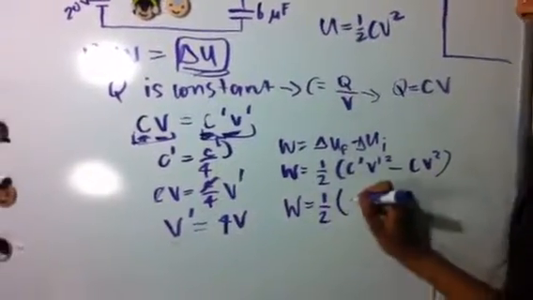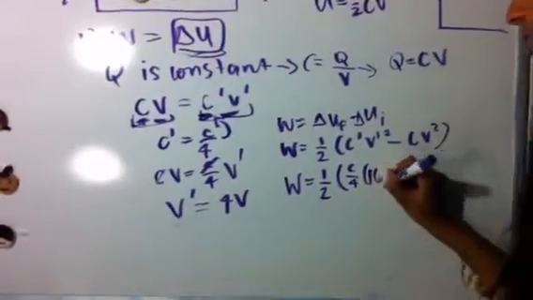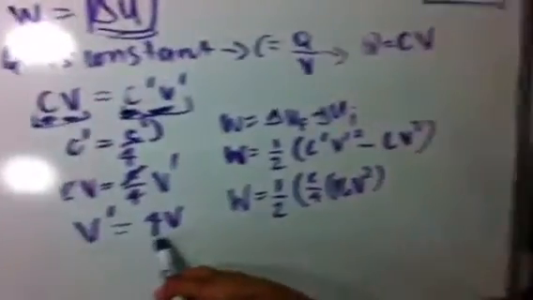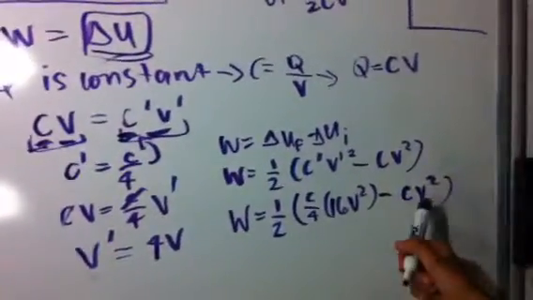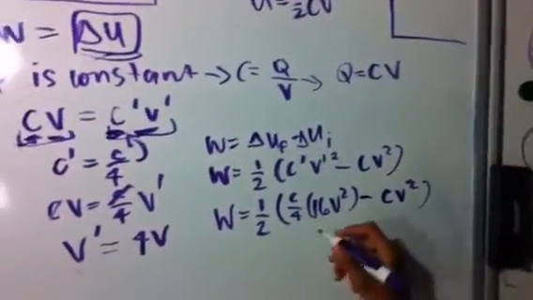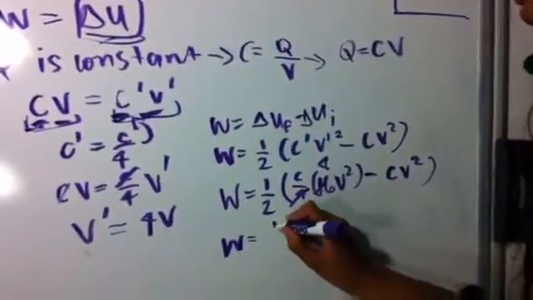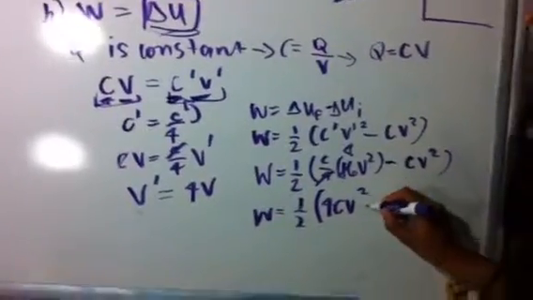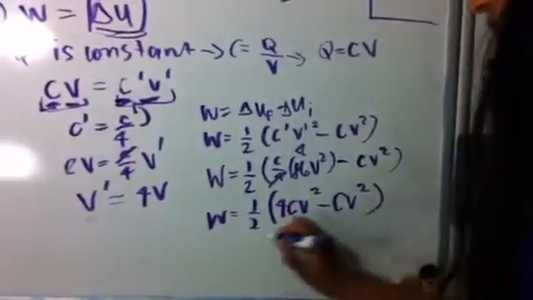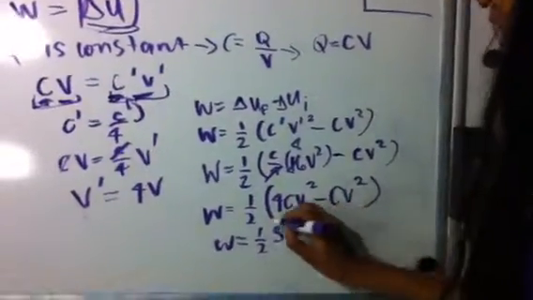So C prime was C over 4. And then we got V prime, which is 16V squared from over here. Plug that into V prime here. And then CV squared, we got those. We don't need to change anything about that. So these go away. We get work is equal to 1/2 times 4CV squared minus CV squared, which is equal to 1/2 times 3CV squared.